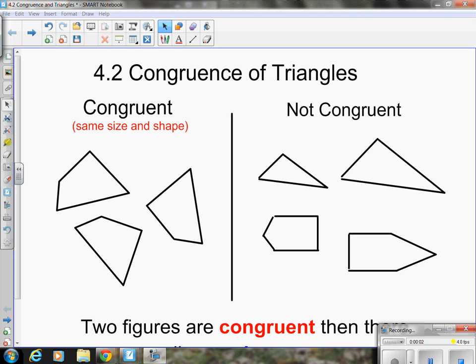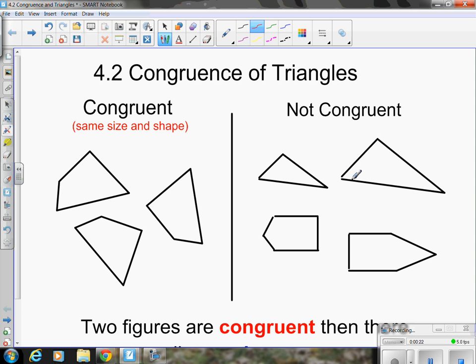All right, welcome to 4.2, congruence of triangles. First off, if two figures are congruent, they're going to have the same shape and the same size. These three quadrilaterals are all congruent. And over here, none of these are congruent.